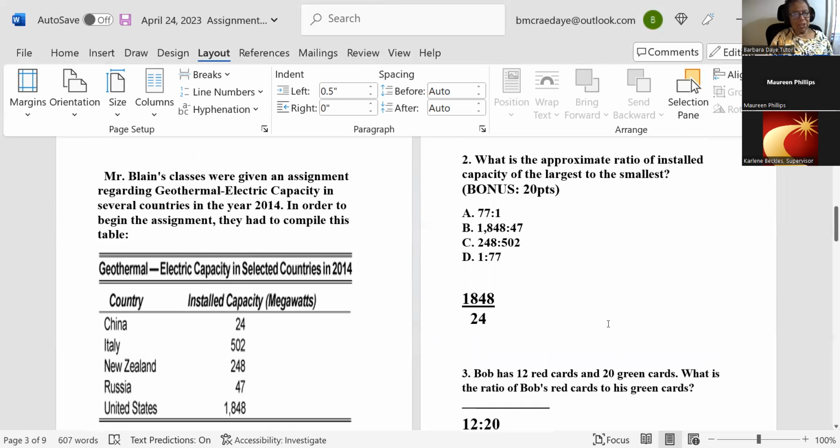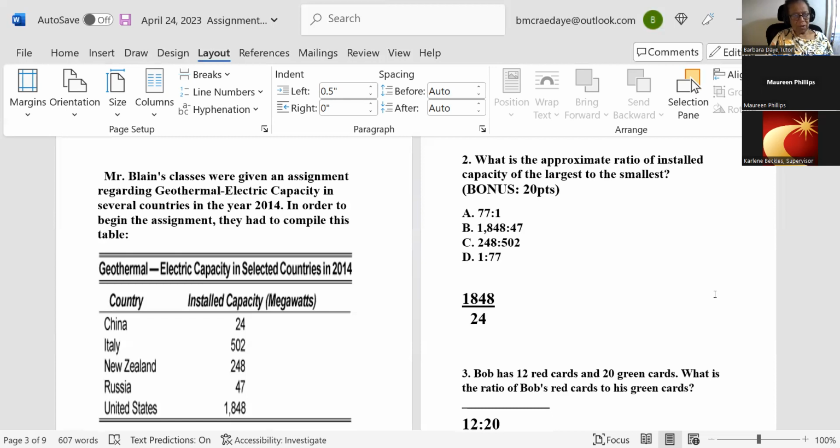Now, Maureen, read number 2 and tell me what the ratio would be. Mr. Blaine's class was given an assignment regarding... No, you don't have to read that. Just number 2 right here. What is the approximate ratio of installed capacity of the largest capacity to the smallest? Of the largest to the smallest.